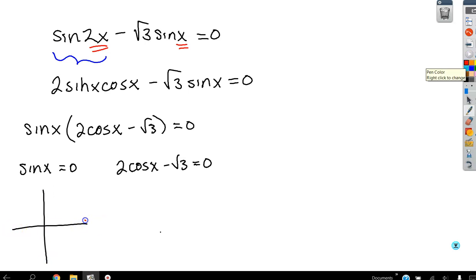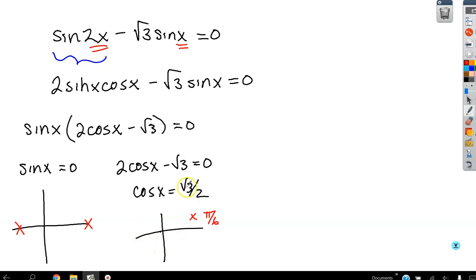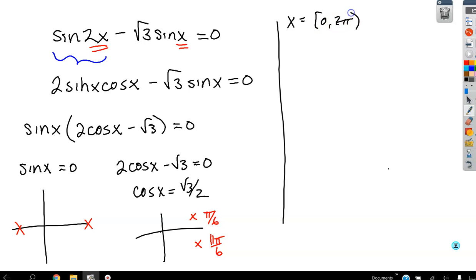Okay. Sine is 0. Let's think about that. Sine is 0 here and here. This one is technically really saying cos x equals root 3 over 2. Cos is root 3 over 2 at pi over 6. And careful, it's also positive down here. So that would be 11 pi over 6. If the question asks you to go from 0 to 2 pi, you cannot call this one negative pi over 6. That wouldn't fit. So just pay attention to that.